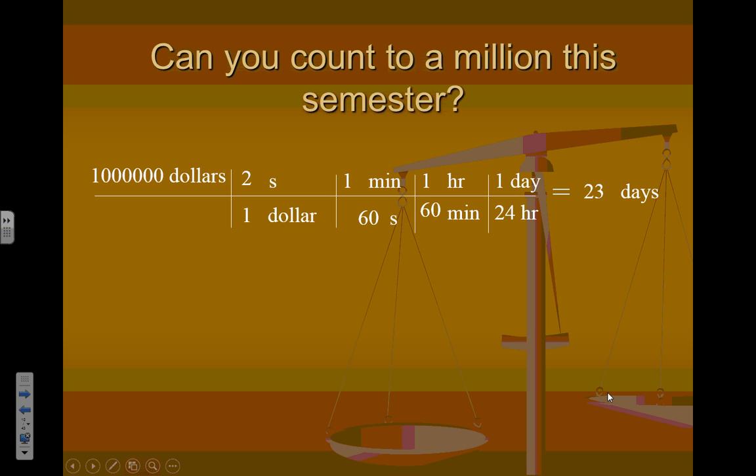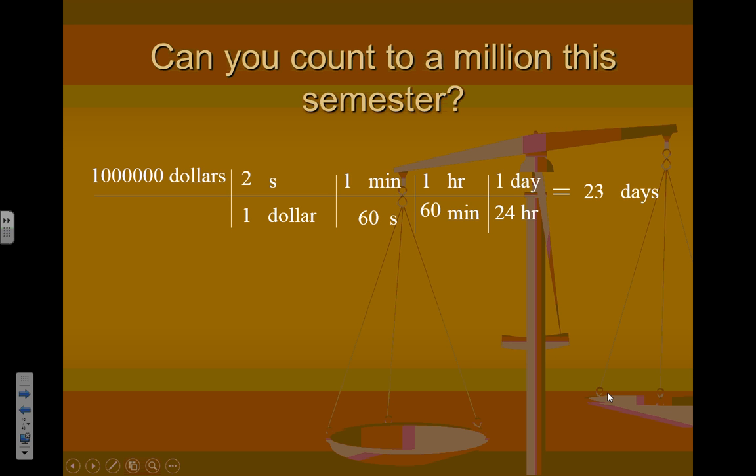Now, that actually makes it sound like it's doable. 23 days, that's not a problem at all. But think about it. This is 23 days where every second you never do anything but count money. There's no eating, there's no sleeping, you can't die. You can't watch TV. All you're going to do for 23 straight days is count money. Nobody can stay awake that long. So let's make it more reasonable.